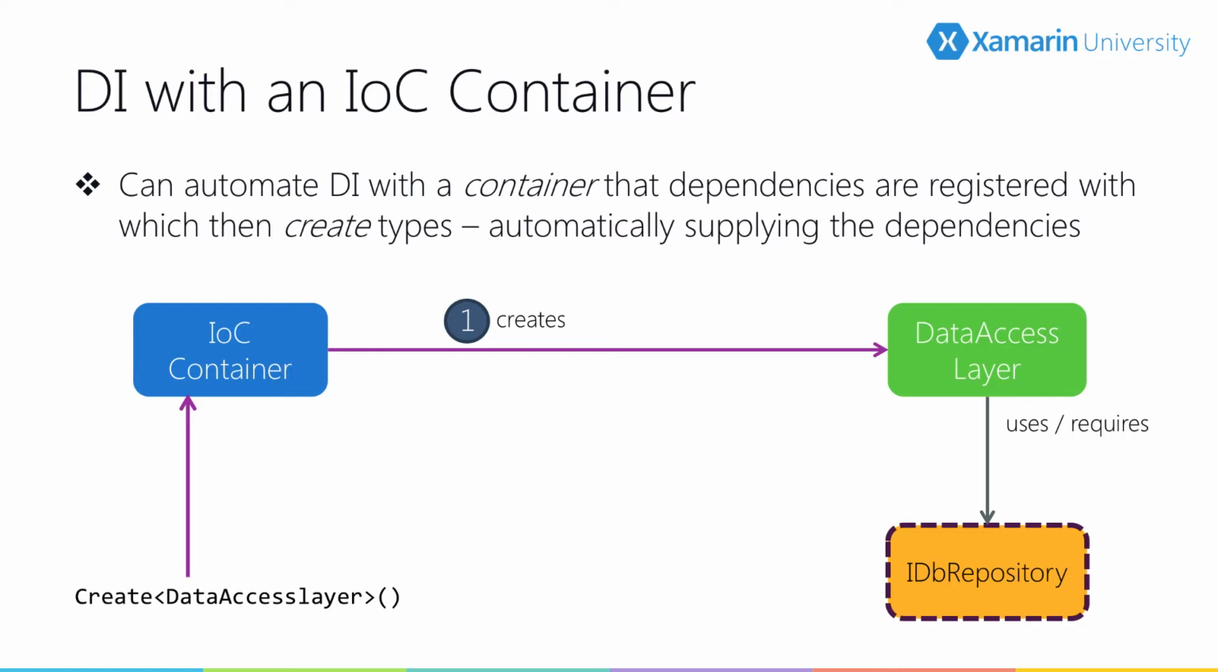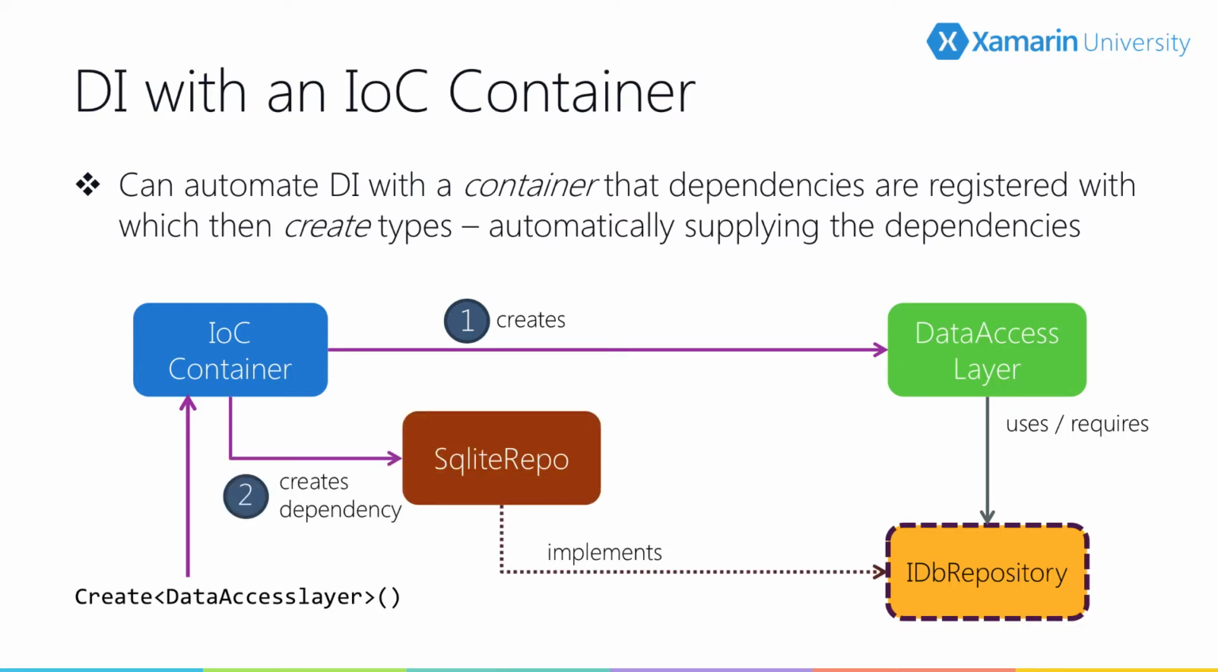So before creating the data access layer instance, it will have a look at its internal registry and figure out, yep, somebody has registered the SQLite repository in case an IDB repository is used. So it will create that instance first. It will then go back to the data access layer constructor and via reflection pass in the dependency to the constructor and finally return the created data access layer type to us. This frees us from thinking about those dependencies. We just tell it, give me an instance of data access layer.